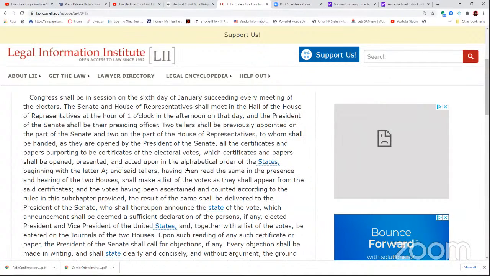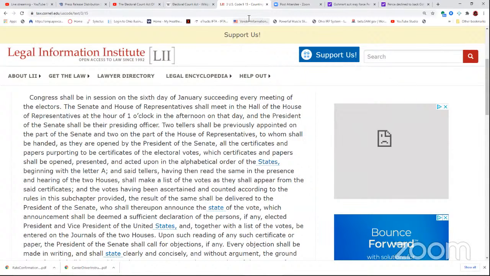And said tellers, having read the same in the presence and hearing of the two houses, shall make a list of the votes as they appear from said certificates, and the votes having been ascertained and counted according to the rules in this subchapter provided, the results of the same shall be delivered to the President of the Senate, who shall thereupon announce the state of the vote, which shall be deemed a sufficient declaration of the persons elected President and Vice President of the United States.